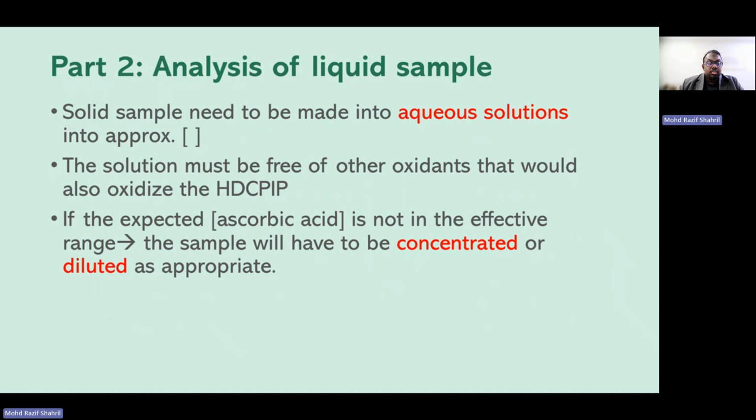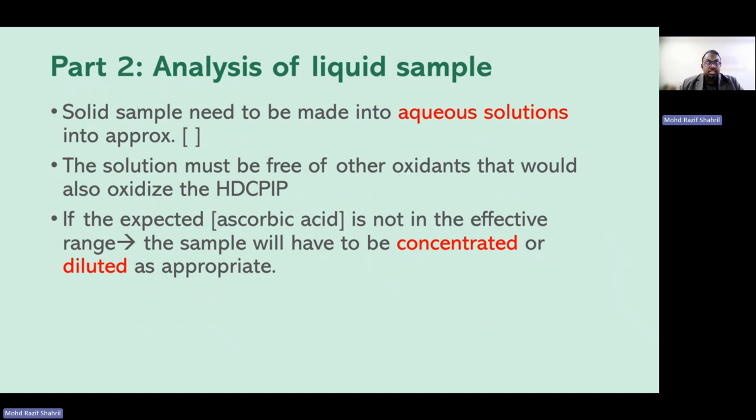So we're moving on to the analysis of liquid samples. There are a few prep steps for this. Solid samples must first be made into an aqueous solution. You must ensure the solution is completely free of other oxidants that will also oxidize the DCPIP and ruin your results. Also, if the expected ascorbic acid concentration is not in the effective range of our setup, we will have to concentrate or dilute the sample appropriately.